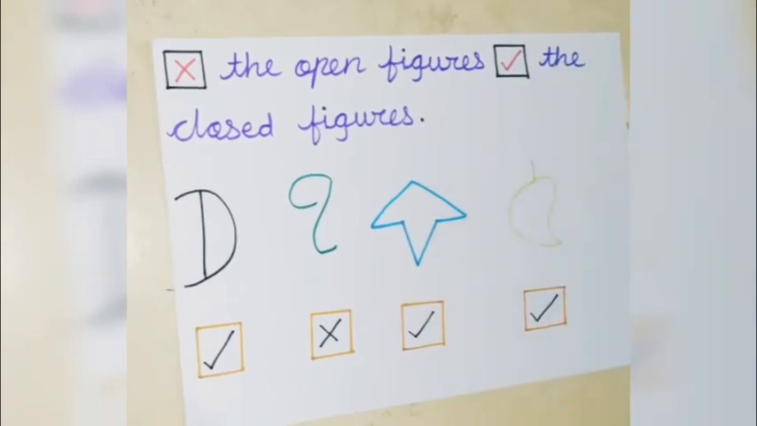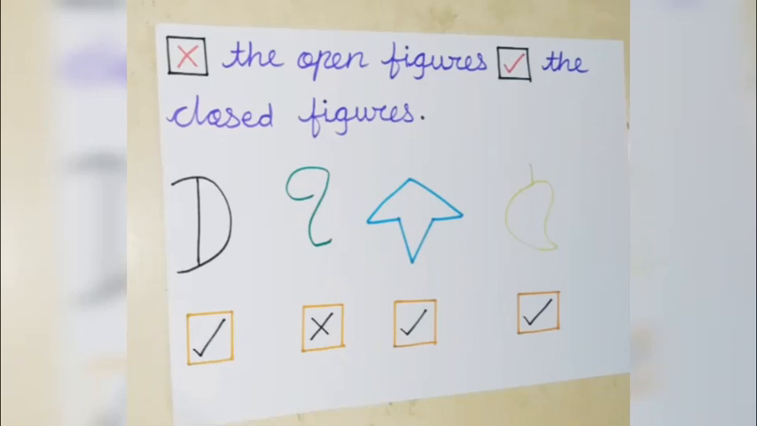So children, I hope now we are very clear with the concept of symmetrical figures and non-symmetrical figures. Children, in this video, we also learnt about open figures and closed figures. So children, you all will revise this chapter and you will watch this video again and again.